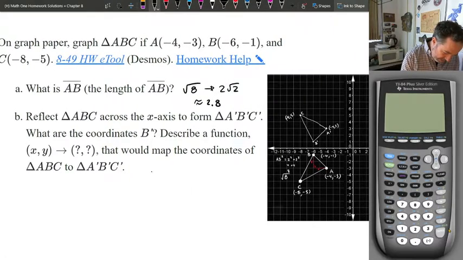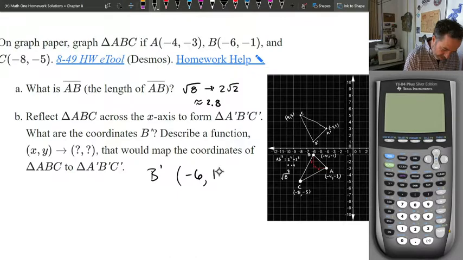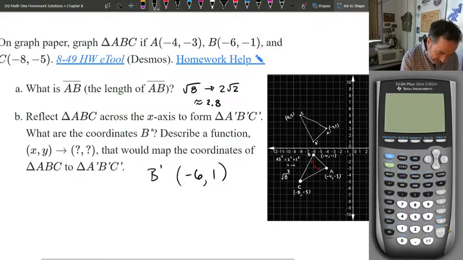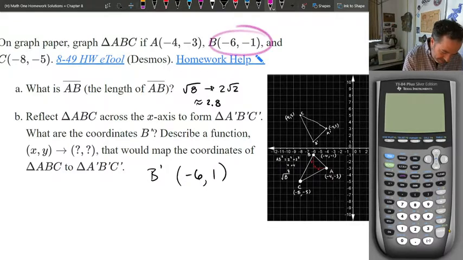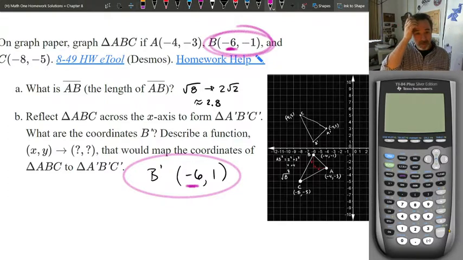So I know that B prime lives at the point -6, 1. And I like what they did, because they're asking me now to look at B. You can see where the original B was, and look at this B prime, and notice that the x values didn't change. If I'm going to reflect across the x-axis, the x values stayed the same. They both stayed at -6, but look what happened with y. Y went from -1 to +1, right? Y became the opposite of what it was.